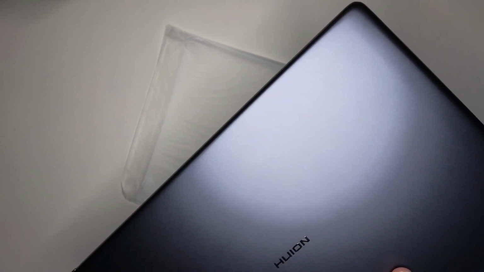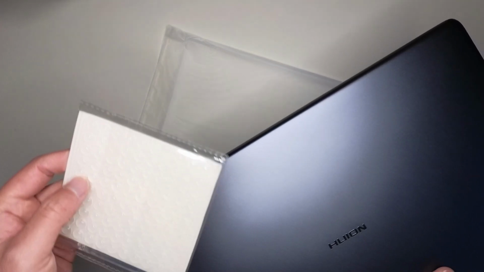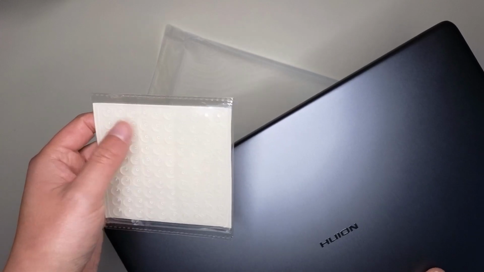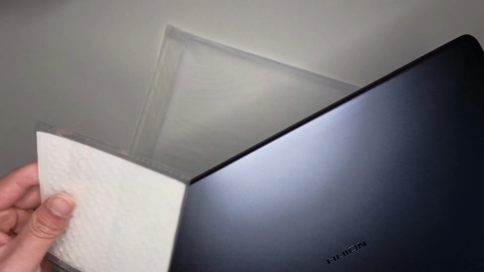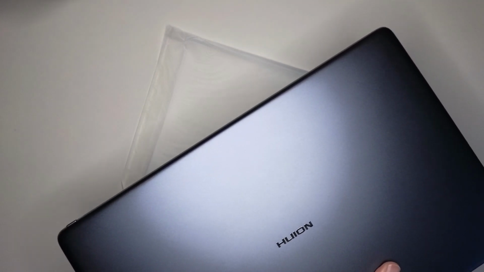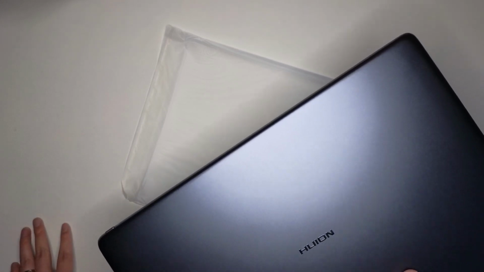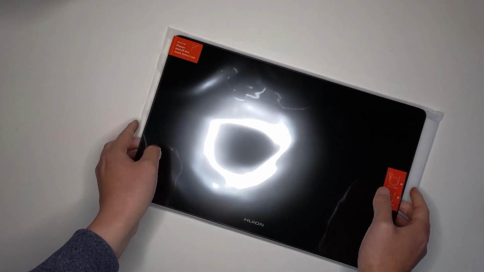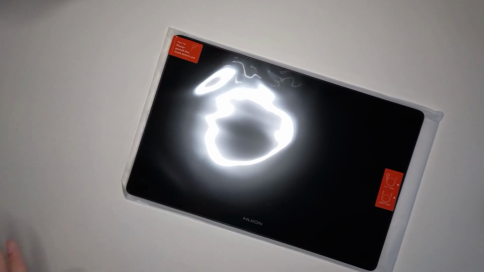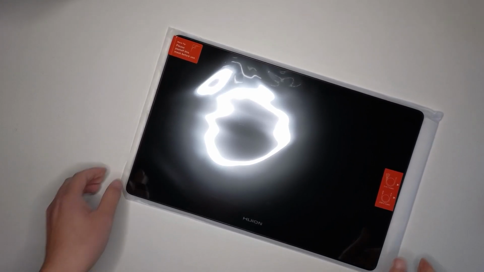Okay, so I'm pointing out that you should put some rubber feet. Actually, I purchased some spare rubber feet from Amazon. Not very expensive, around $7. Okay, so you can just put it on the back. So that's the tablet.